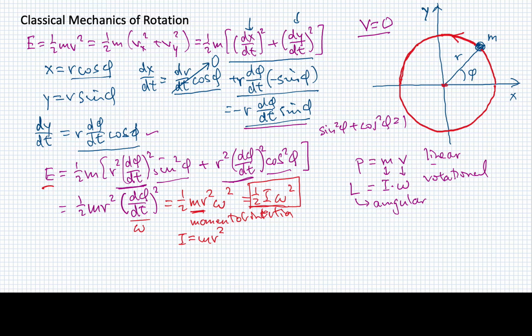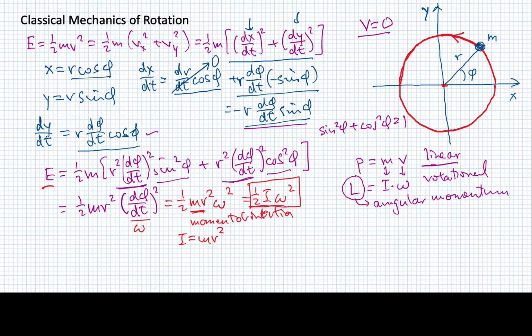So this was linear momentum up here. This is angular momentum down here. And angular momentum is really the central quantity that we're going to be dealing with throughout this whole module. All right, angular momentum is defined this way when we have simple rotation in a plane.